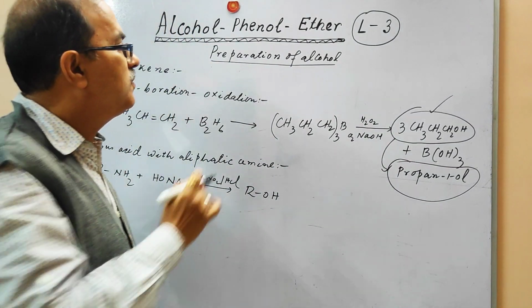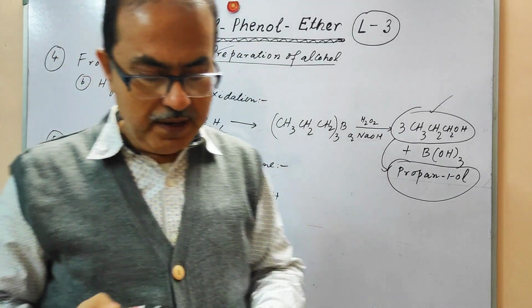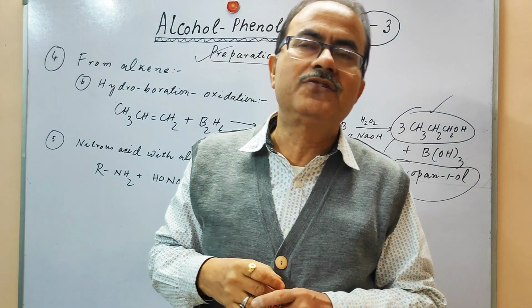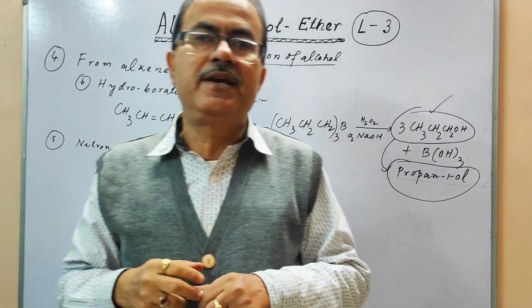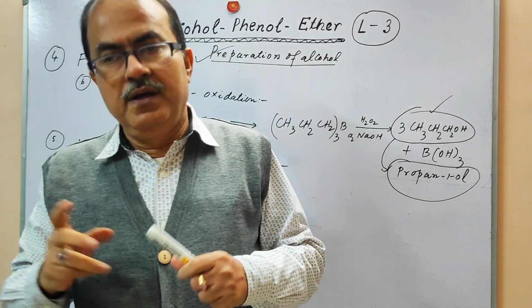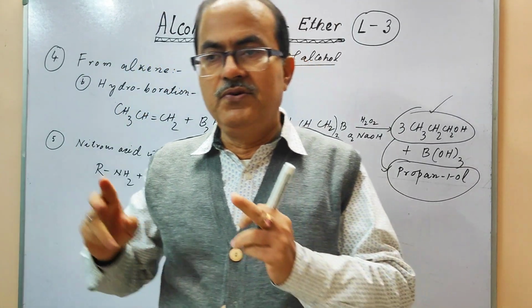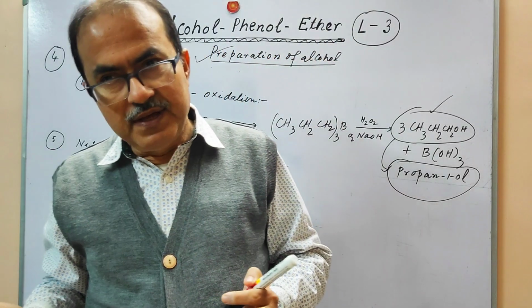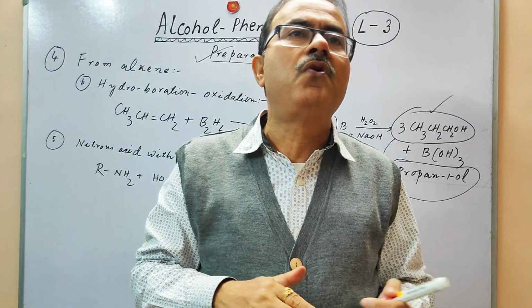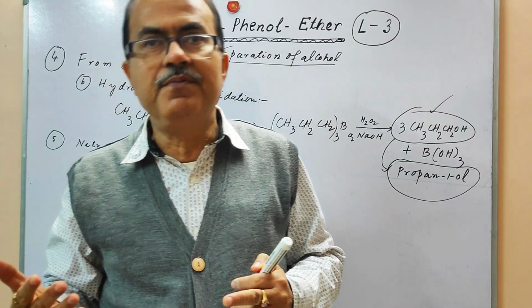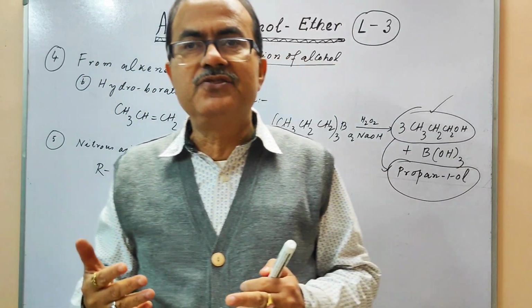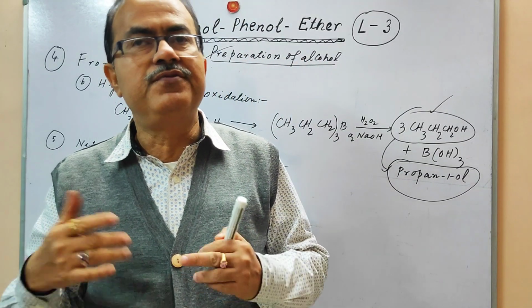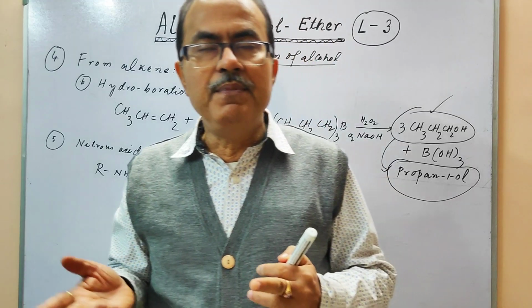So that is all for the preparation of alcohol. We have understood there are 5 ways by which you can prepare alcohol. First, from the hydrolysis of alkyl halide. Second, from the reduction of carbonyl compounds, that is ketone, aldehyde, carboxylic acid and esters. Third, from Grignard reagents. Fourth, from alkenes by acid hydration and by hydroboration and oxidation process. And fifth, the action of aliphatic amine with nitrous acid.